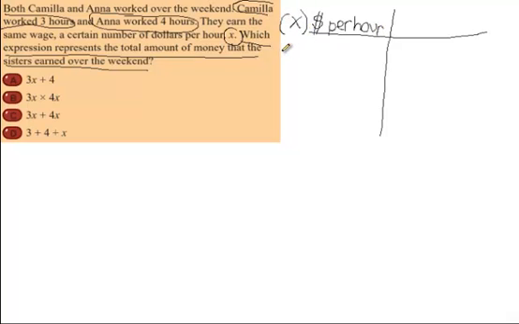On the other side, I want to look at what the question's asking. It's saying the total amount of money that the sisters earned. So, total money. And that's for the two girls, Camila and Anna. Alright, so I made my table, and now I want to plug in some pretty easy numbers for X. So, let's pretend, my favorite number when it comes to easy numbers is 1. Let's pretend they made $1 per hour.